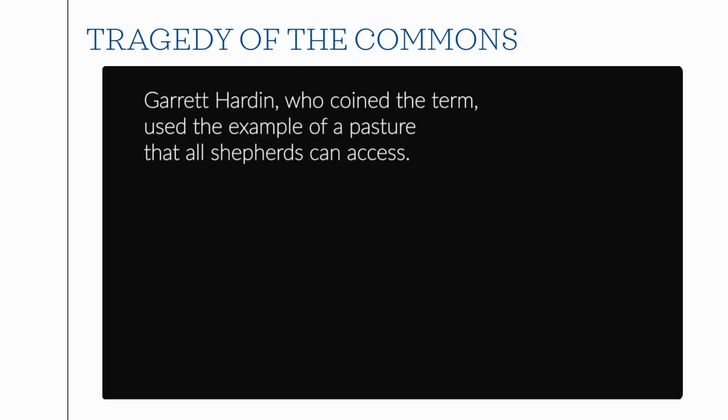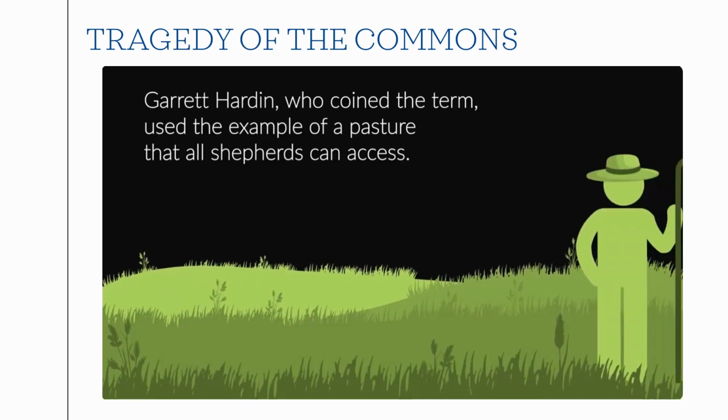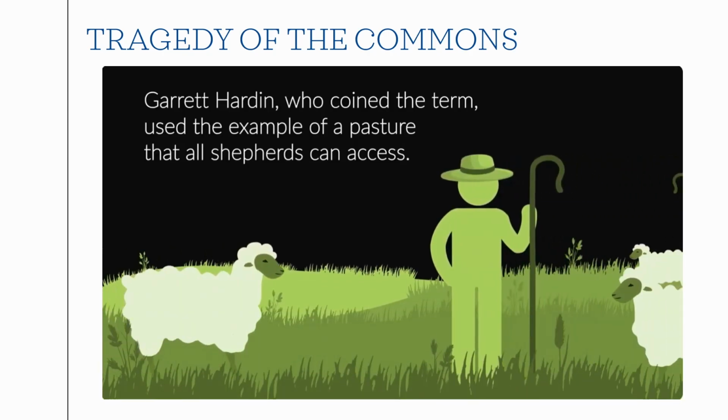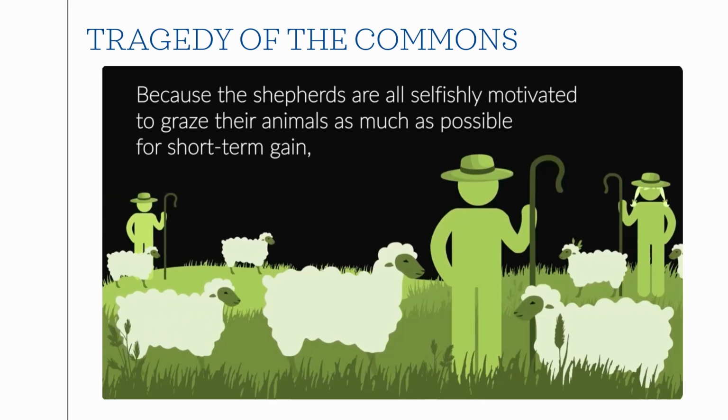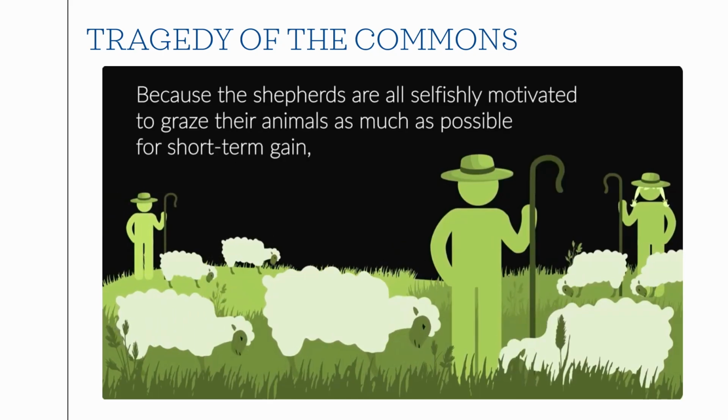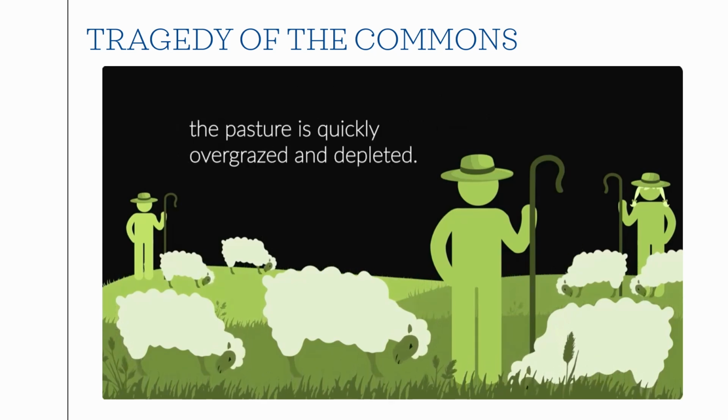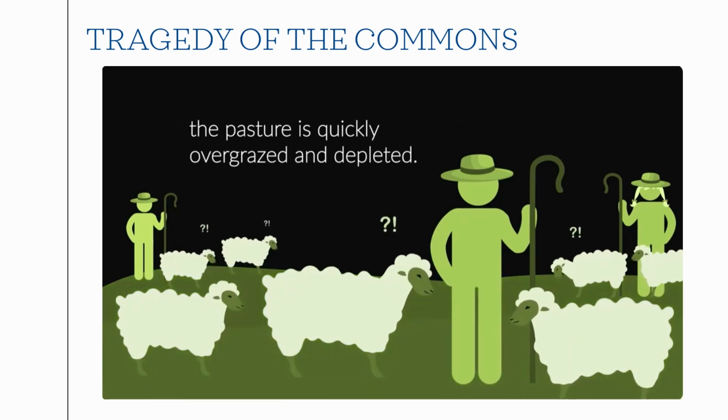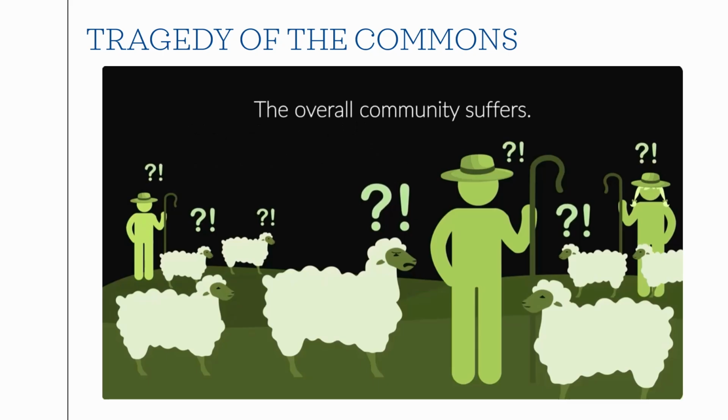Garrett Hardin, who coined the term, used the example of a pasture that all shepherds can access. Because the shepherds are all selfishly motivated to graze their animals as much as possible for short-term gain, the pasture is quickly overgrazed and depleted. The overall community suffers.